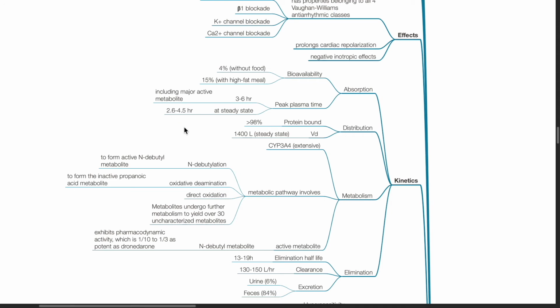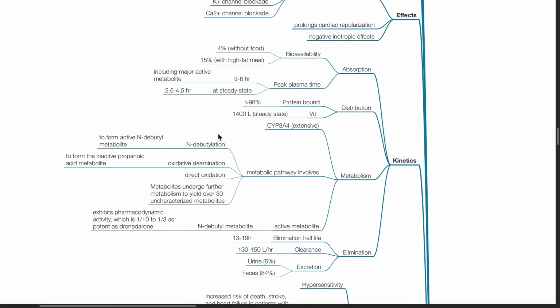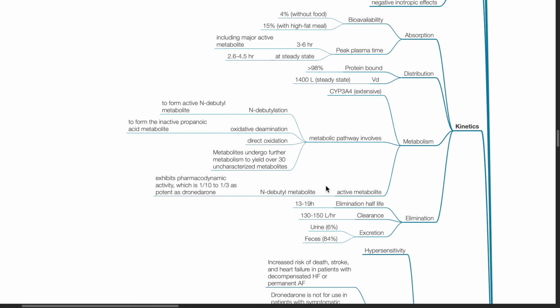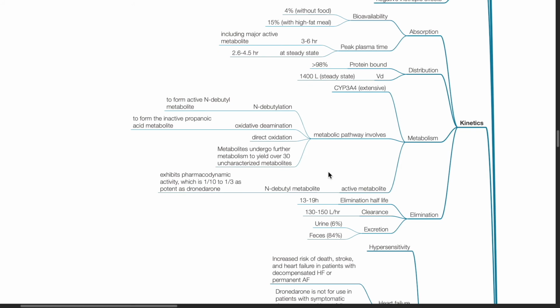Protein binding is more than 98%. Volume of distribution is 1,400 liters at steady state. Metabolism is in the liver by CYP3A4. Metabolic pathways involve N-debutylation to form the active N-debutyl metabolite, oxidative deamination to form the inactive propanoic acid metabolite, and direct oxidation, and the metabolites undergo further metabolism to yield over 30 uncharacterized metabolites.